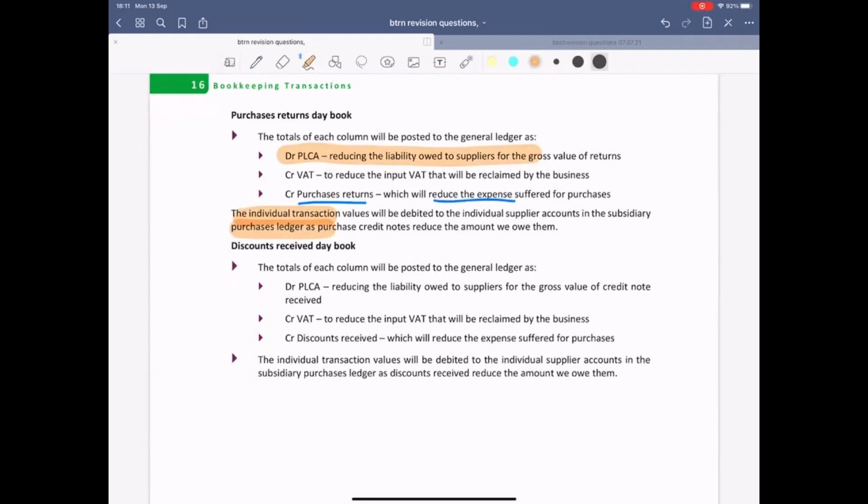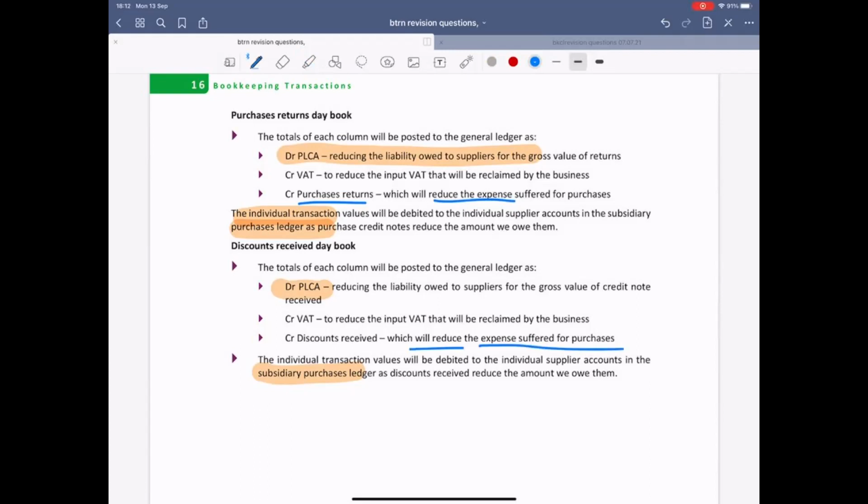And then if we're given the opportunity to take any discounts, we're going to do the same thing. It's going to reduce our purchase ledger, so we will reduce our individual accounts. The other side of that double entry is to show that we will no longer be able to claim back that VAT. So we credit the VAT to reduce that input VAT that we'd reclaimed prior to this, and then credit our discounts received to show it as reducing the expenses that we've suffered in terms of our purchases. So there are all the double entries.